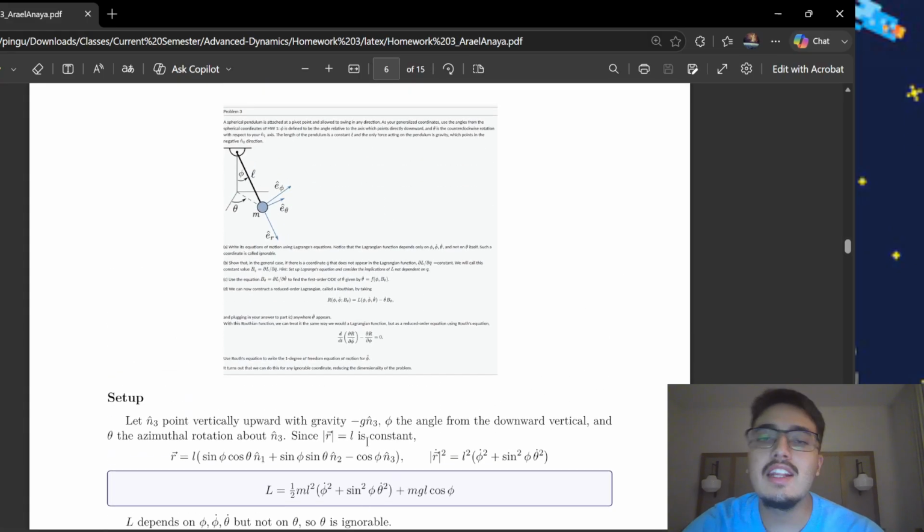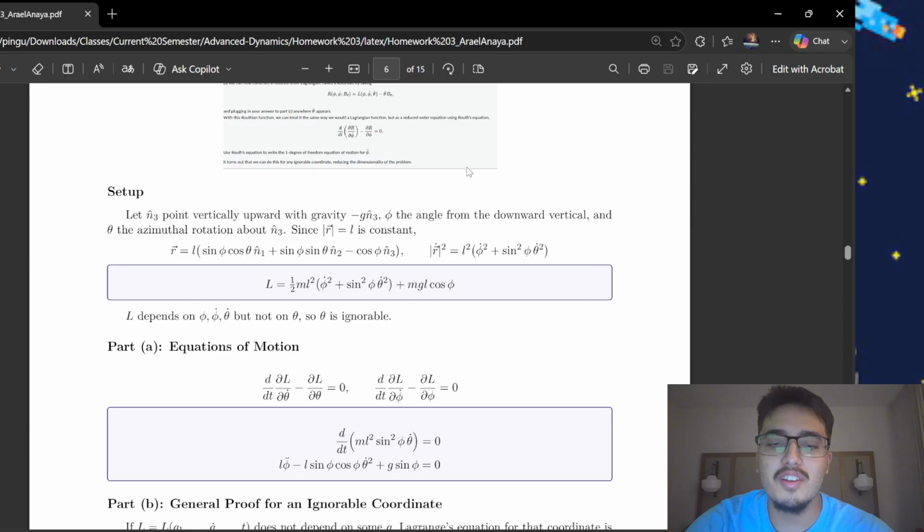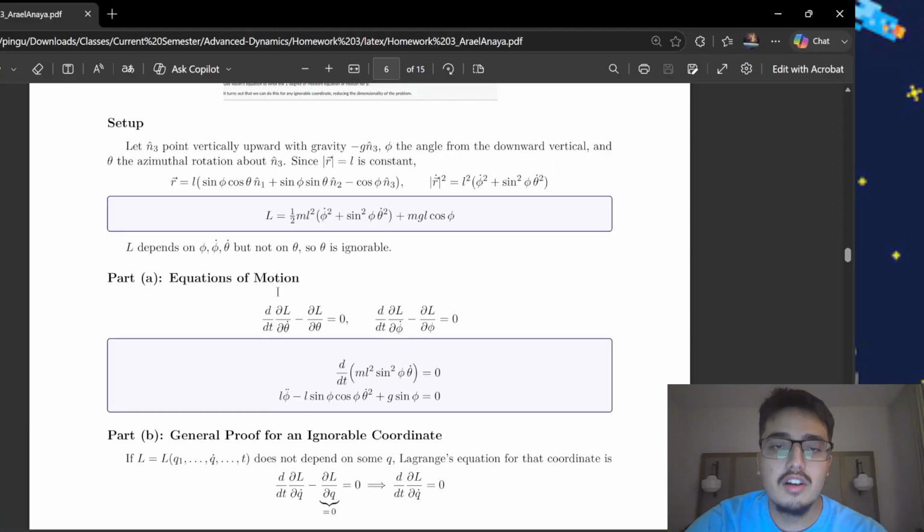A key observation that becomes important for the rest of the problem is that there is actually no theta here, which is going to have some funny implications for our equations of motion. Then actually solving them, starting off with theta dot, we notice that there is no theta, so this partial just goes to 0.